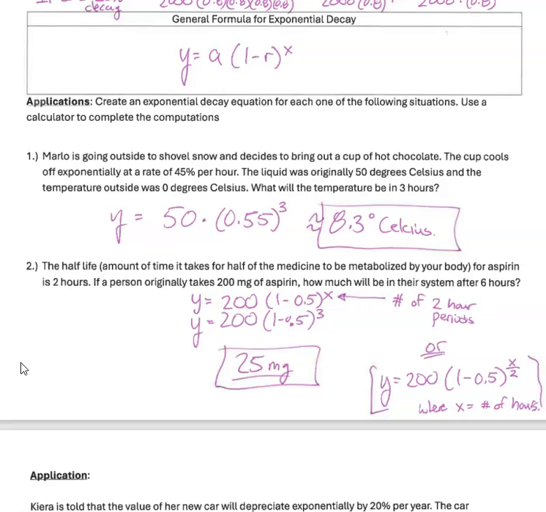The only other way we could work with this so that you didn't have to think of how many times it happens is you can see I put x over 2. That way when you do your 6 divided by 2, that will give you your 3. So x then becomes the number of hours, not the number of times it happens.